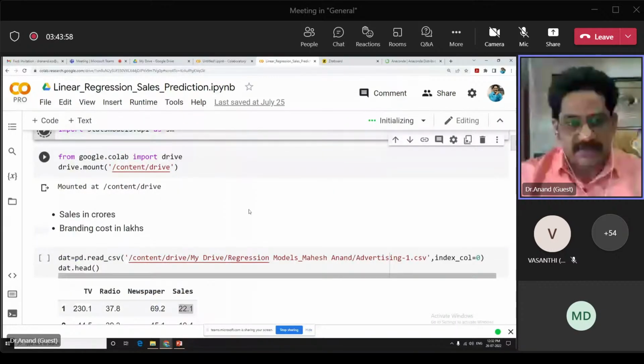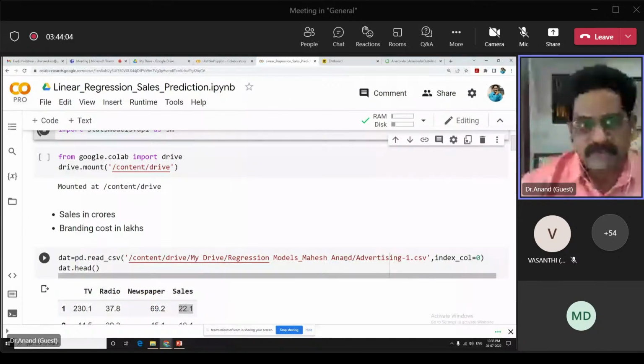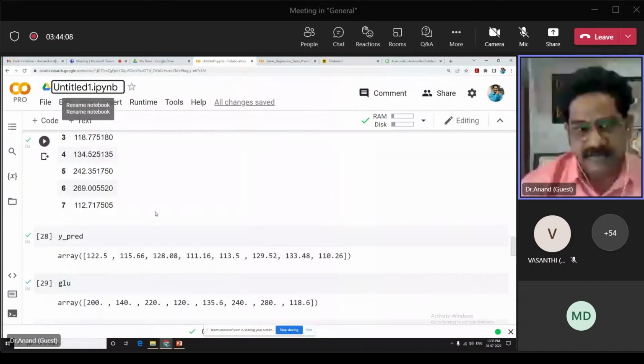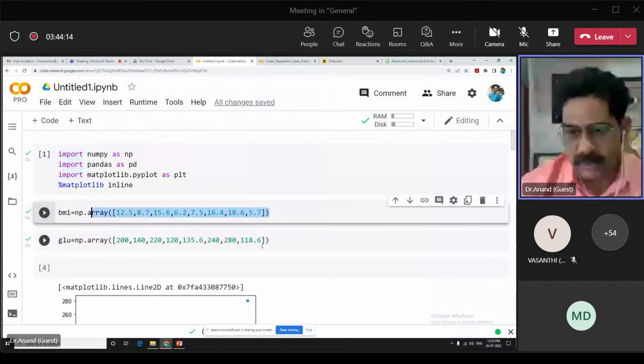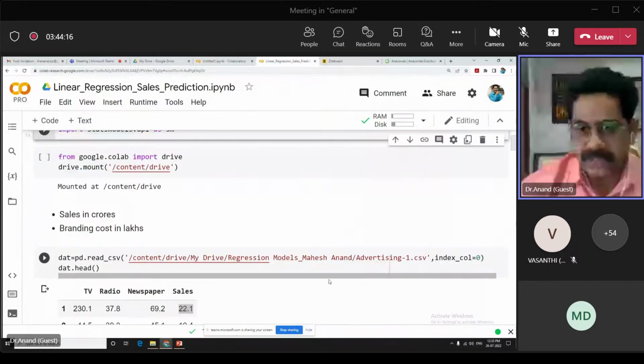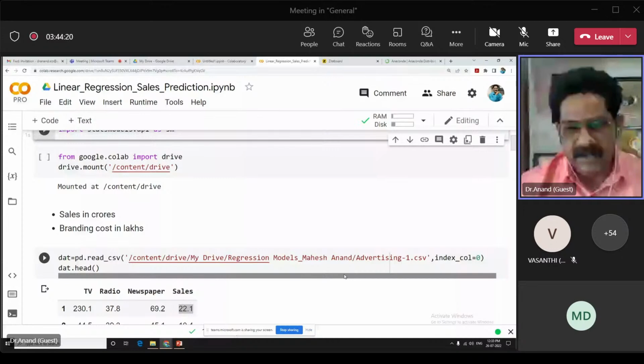So this time I'm going to load some external file into the Python notebook. In the previous exercise, we simulated some data. I randomly gave that data. Now we want to work on some real data which is there in an Excel spreadsheet. This file is available in this path. The name of the file is advertising1.csv.